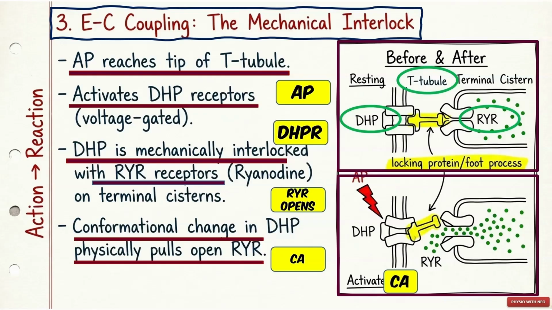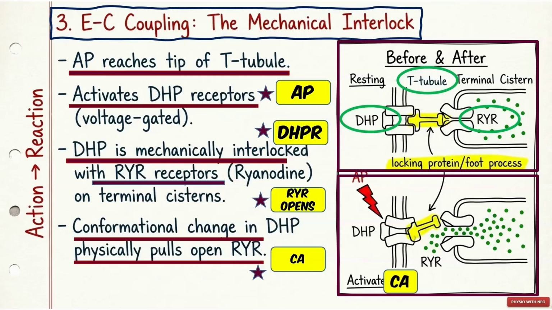Now pause here. If you are watching this for your university exam, mentally repeat the sequence once again. Action potential, DHPR, ryanodine receptors, and calcium. That's your first major memory chain. But calcium itself doesn't directly pull actin. So what does calcium actually do?